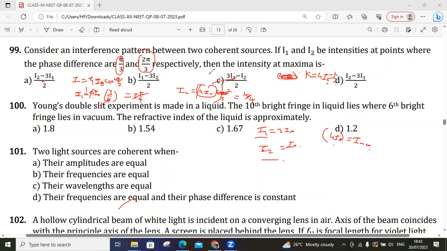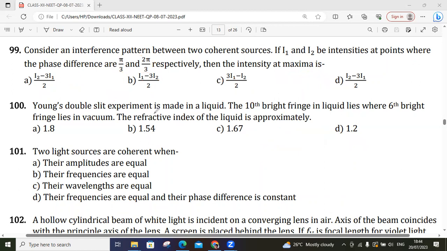And we have 100th question. Young's double slit experiment is made in a liquid. The 10th bright fringe in a liquid lies where the 6th bright fringe lies in vacuum. So 10 beta is equal to 6 beta dash. So 10 into lambda D by d. The setup is the same only, D by d will cancel on both sides. So lambda will remain here and here.